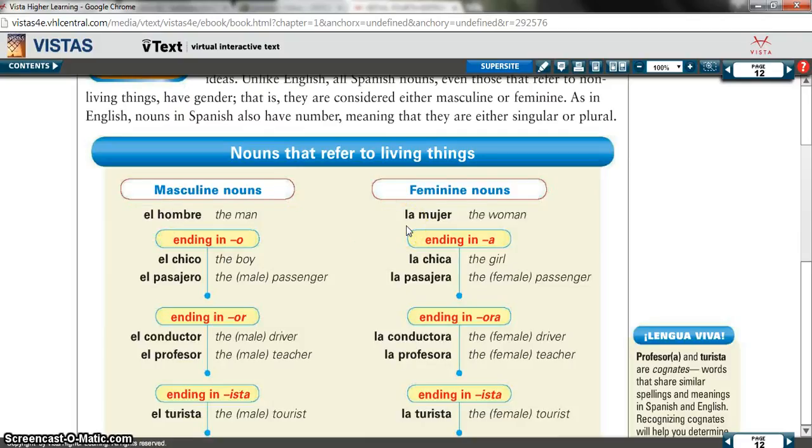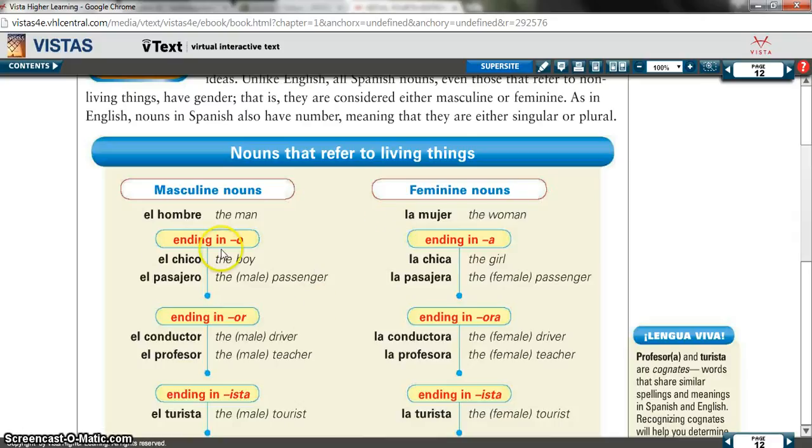In all of the vocabulary lists and all of the vocabulary lessons, you're going to see the nouns listed with el or la, so that you learn as you go if the word is a noun that's masculine or a noun that's feminine. It's most important to learn them together. Instead of learning hombre is man, learn that el hombre is the man, la mujer is the woman.